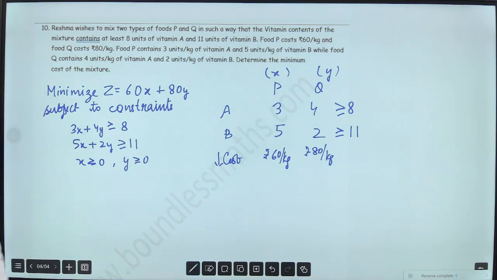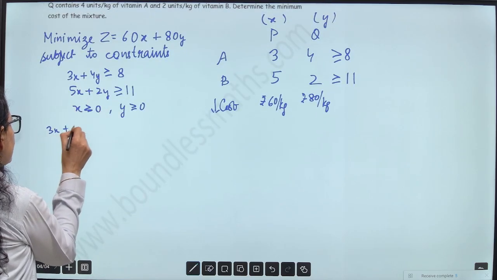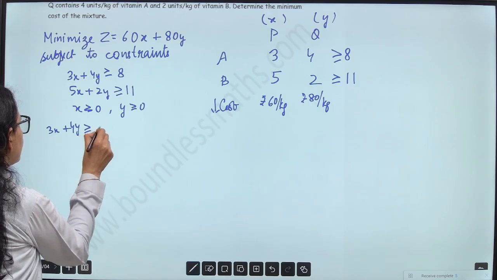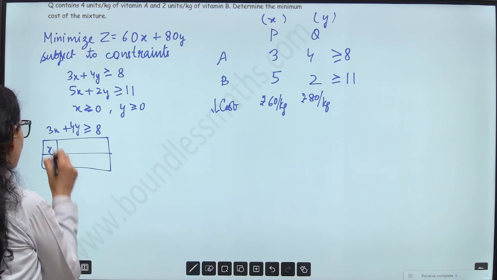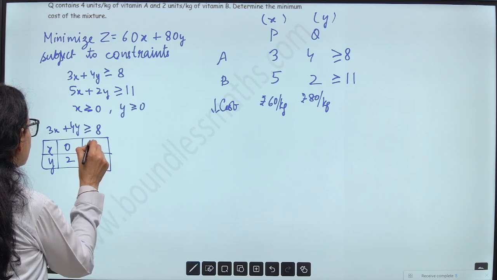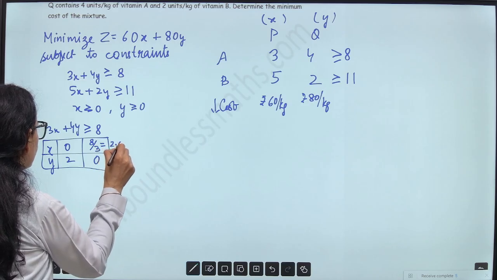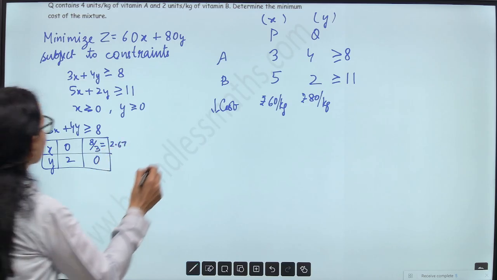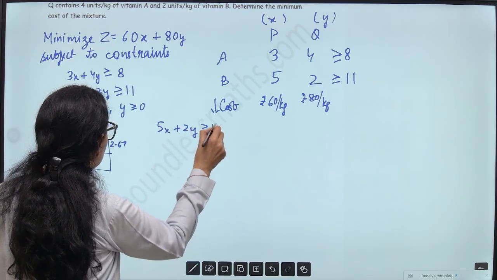Now let's start to solve this LPP with the explicit constraints. 3x plus 4y greater than equal to 8. Make the table and plot this on the graph. So if x is 0, y is 2. If y is 0, x is 8 by 3, which is 2.67, right? Second inequality is 5x plus 2y greater than equal to 11.